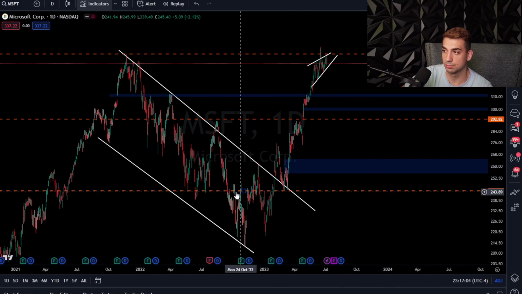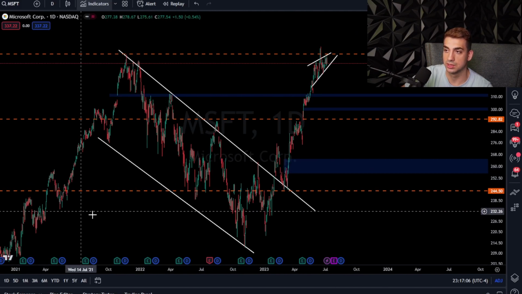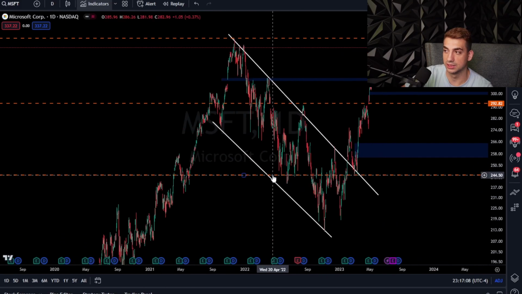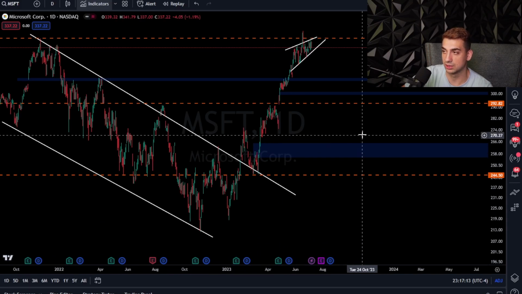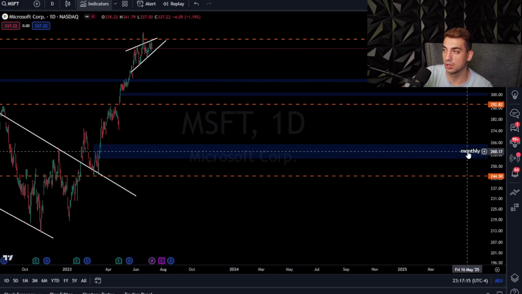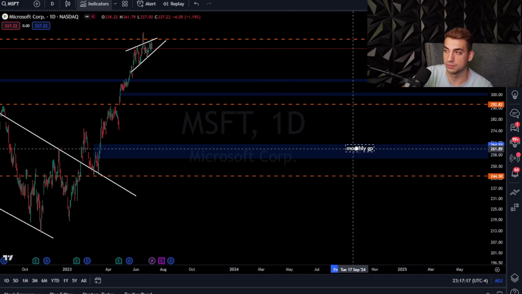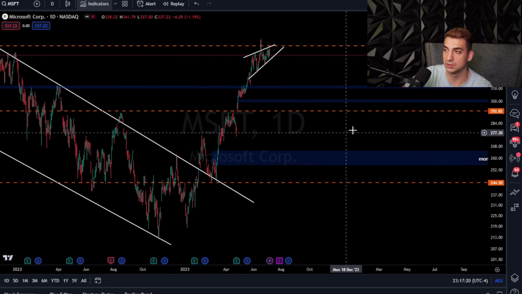So bounce, and a little bit of an area here. But this has bounced at least 5 times, so definitely want to keep that in mind. This is our monthly golden pocket. Maybe I'll try this right here. So it's pretty far out to just run right here.